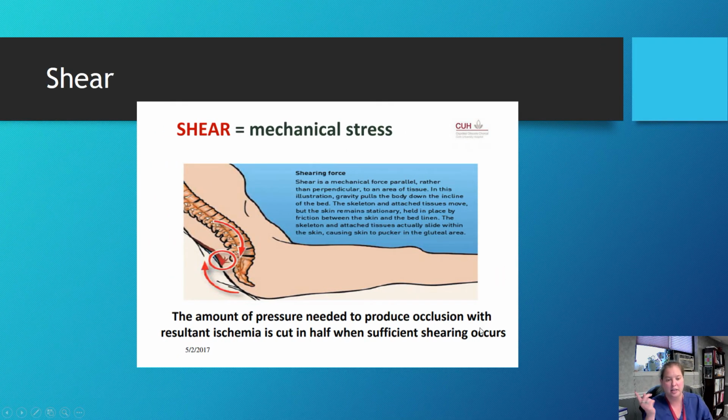So this is the picture that I was talking about. Shear is mechanical stress. When you have a sheared injury, the skin on this person's back is stuck to the bed, but the other stuff is sliding down, and it's causing shear inside, disrupting blood flow there on that sacral area. So, just as an FYI, you guys probably aren't going to use this terminology a lot, but I still wanted you to understand what it is.